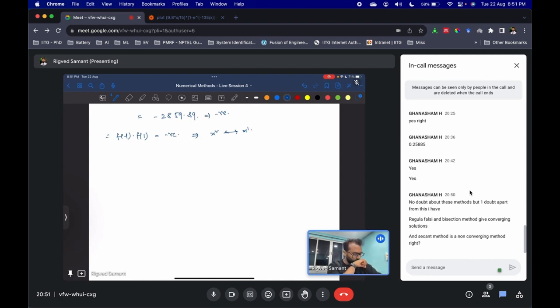There is also this kind of thing, where x squared minus 1 is equal to 0, and the curve is passing through. In this kind of case, the secant method might not give you the correct answer.